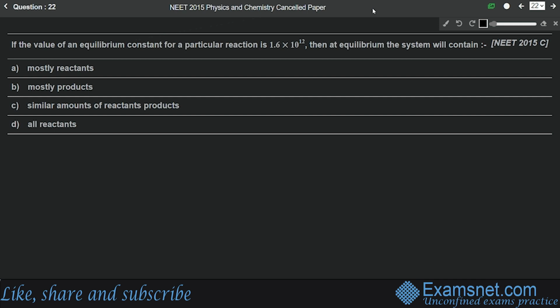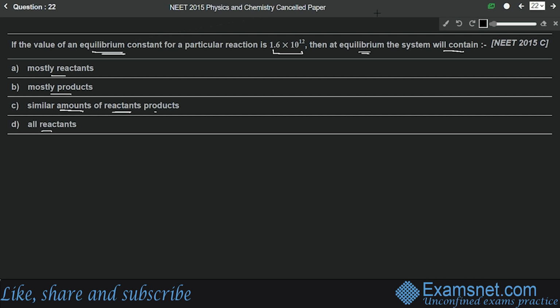Question number 22 is from the chapter Equilibrium, and the question is, if the value of an equilibrium constant for a particular reaction is 1.6 into 10 to the power 12, then at equilibrium the system will contain option A mostly reactants, option B mostly products, option C similar amounts of reactants and products, and option D all the reactants.